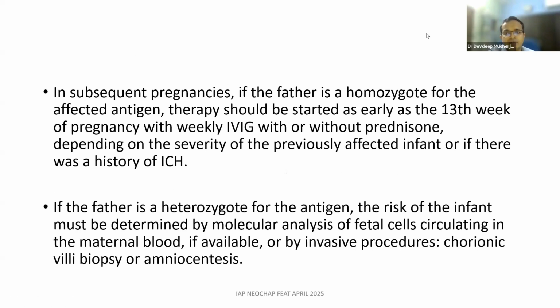So in subsequent pregnancies, we have to see if the father is heterozygous or homozygous. If he is homozygous, the therapy should be started as early as the 13th week of pregnancy with weekly immunoglobulins. And prednisolone may or may not be given, depending on how severe the previous infant was. And if the father is heterozygous, the risk to the infant can be determined by molecular analysis of fetal cells, and can also be determined by a chorionic villus biopsy or an amniocentesis.